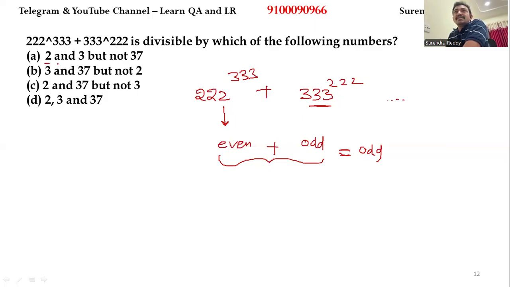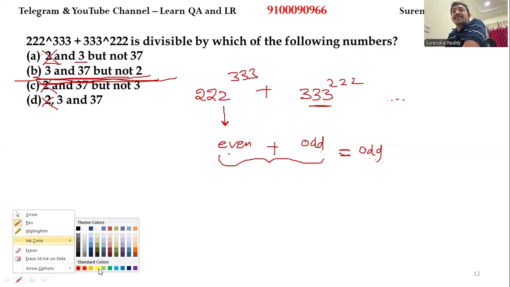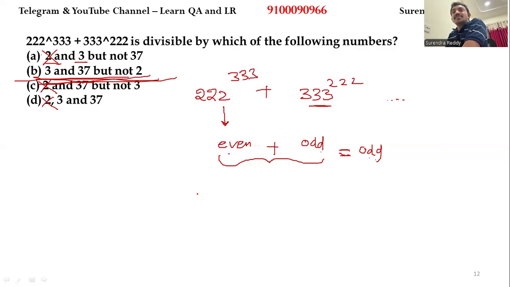So it is divisible by 2 and 33. But we got even plus odd is odd. Is an odd number divisible by 2? No. An odd number is not divisible by 2. Then the only option is option 2. This way you can work it out. This is expected by the examiner, but if you want to solve it manually, you can solve it.